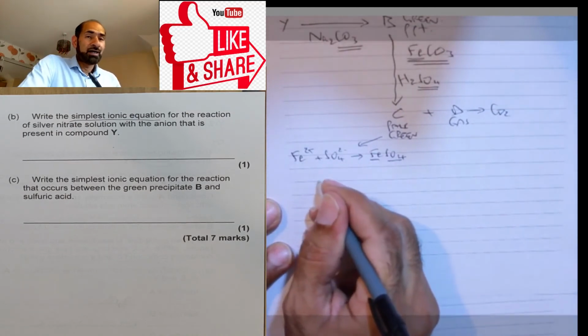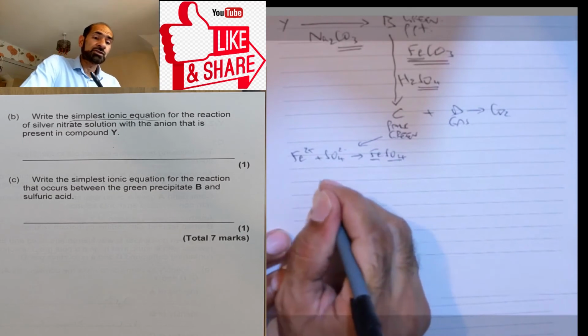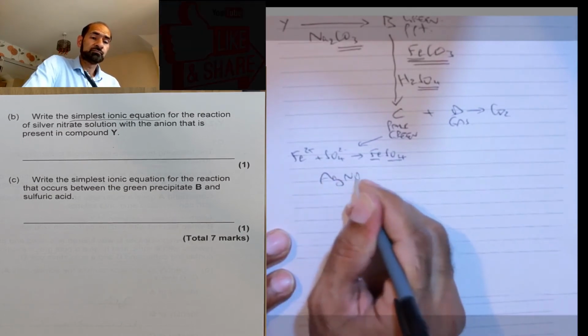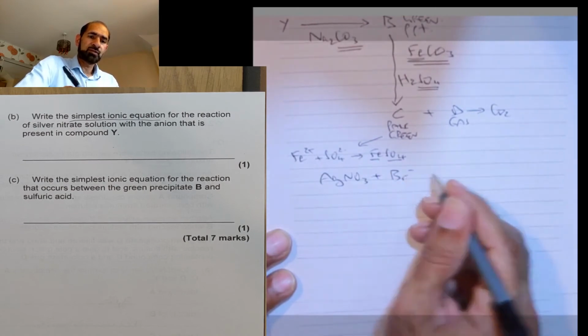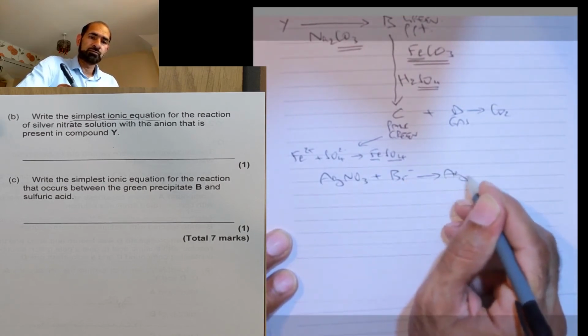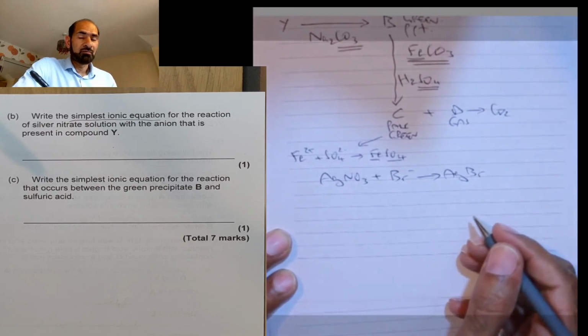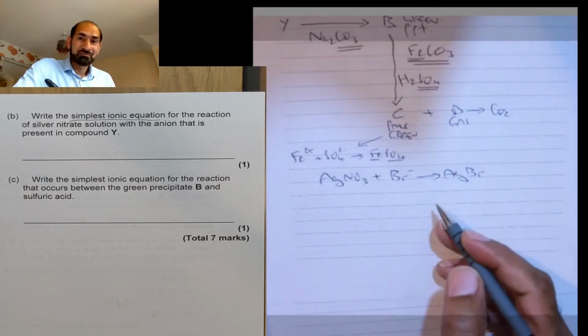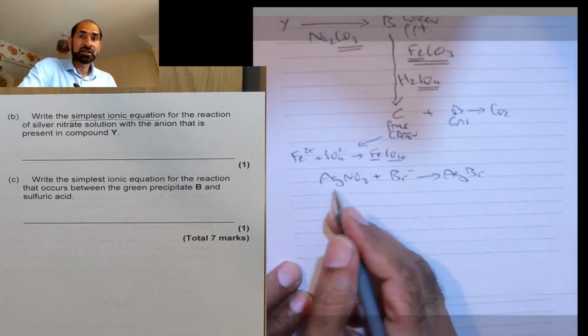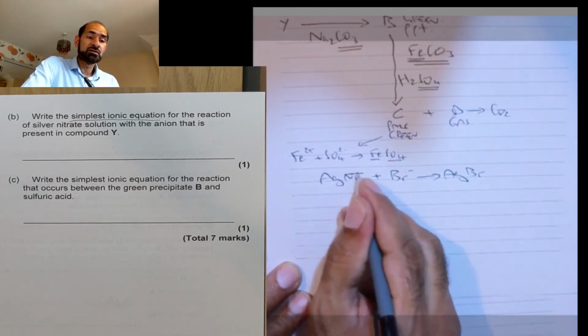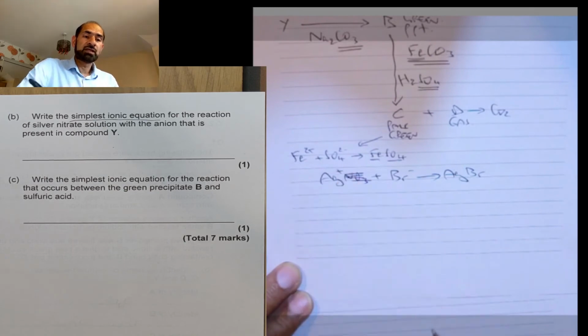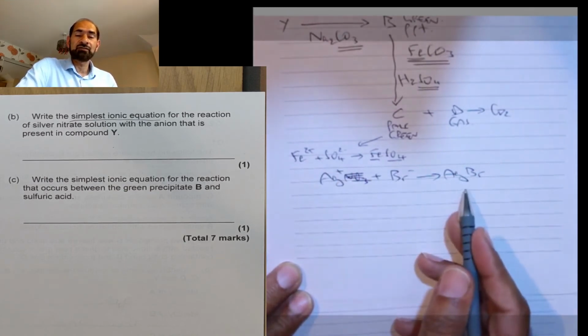Sometimes this is what students do, because they realize silver nitrate plus bromide is equal to silver bromide. But this is not a simplest ionic equation, because remember, silver nitrate is an ionic compound, so the simplest ionic equation would be Ag+ plus Br- giving silver bromide.